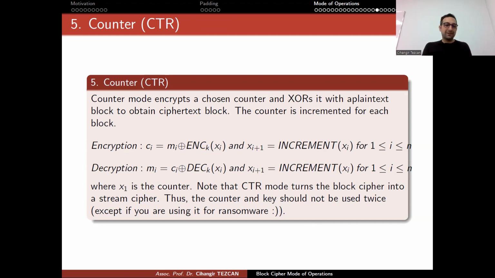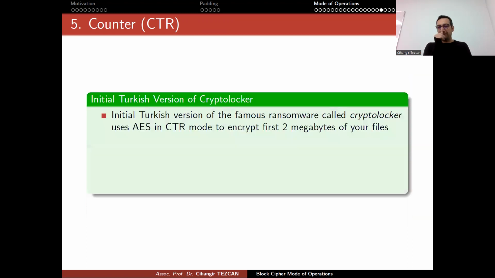And there was a ransomware, a Turkish ransomware, that made this error. So this is why we like it. I will briefly mention it here. Years ago, the initial Turkish version of the famous ransomware called CryptoLocker used AES in counter mode to encrypt the first 2 megabytes of your file.